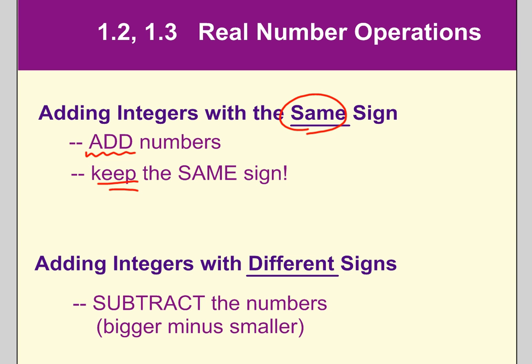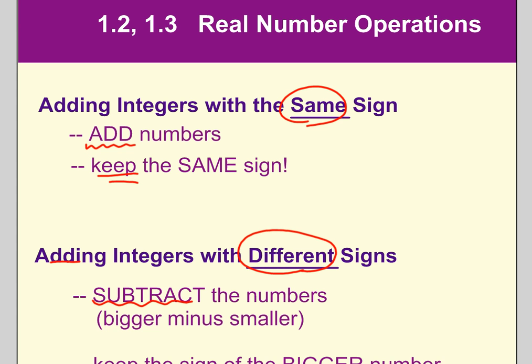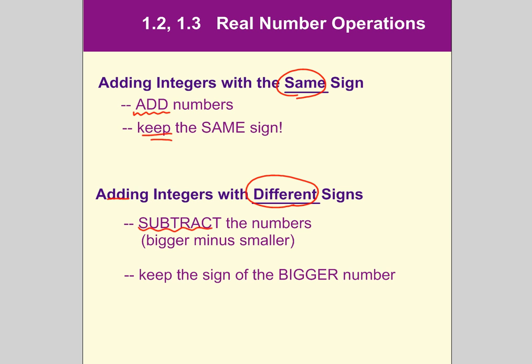We also will look at adding integers with different signs. That means one is positive, one is negative. This one follows a different rule. Instead of adding the integers, even though it is an addition problem, we actually subtract the numbers. Just take the bigger number minus the smaller number. And then you keep the sign of the bigger number. That's how you tell if your answer should be positive or negative.